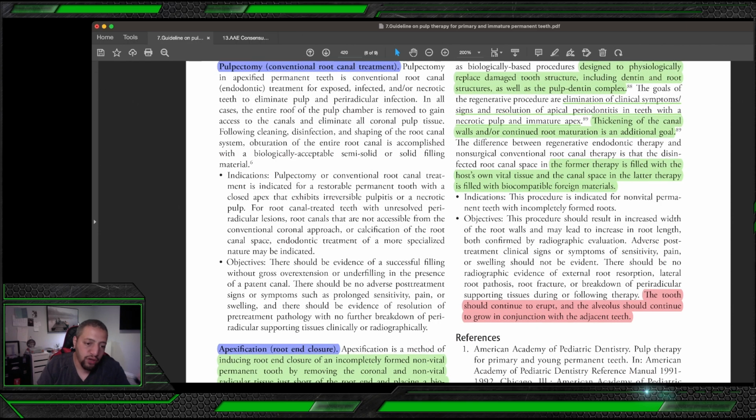So before we said for apexification, the main goal here is to see thickening, but he mentioned here thickening is like an additional goal. So for regeneration, we have two goals. First, resolution of the inflammation, clinical signs and symptoms, and apical periodontitis, and X-ray signs and symptoms. And second, the tooth should continue to erupt and the alveolus should continue to grow in conjunction with adjacent teeth. So if you didn't manage to reach these two goals, you can call your treatment doomed. It's a failure now. It's not good for this patient.